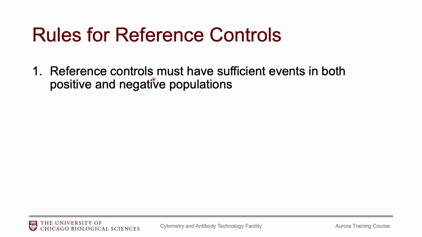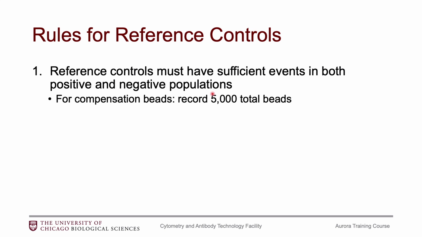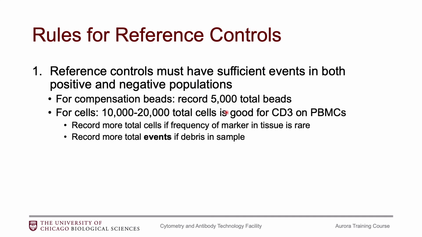So rule number 1 is that reference controls must have sufficient events in both positive as well as negative populations. If you are running compensation beads, 5,000 events is probably a good number for your bead controls. You will get sufficient positive and negative events. If you are running cells, it's a little bit more complicated than that. If you have a marker like CD3 on PBMCs, then I would recommend somewhere around 10,000 to 20,000 total cells. If you have a marker that is more rare than that, so the frequency of the positive population within the entire tissue is more rare than CD3 in PBMCs, keep in mind you're going to have to record more total events so that you get enough positive events. So you might need to record 50,000 total cells.